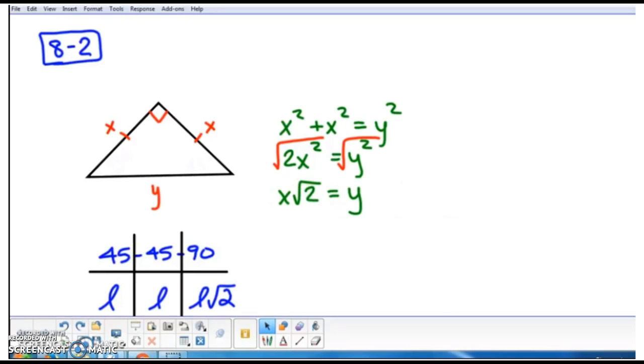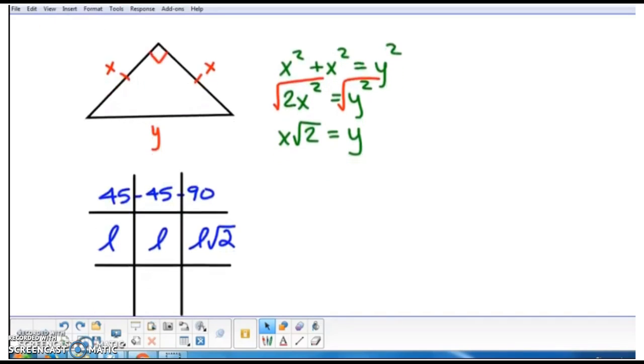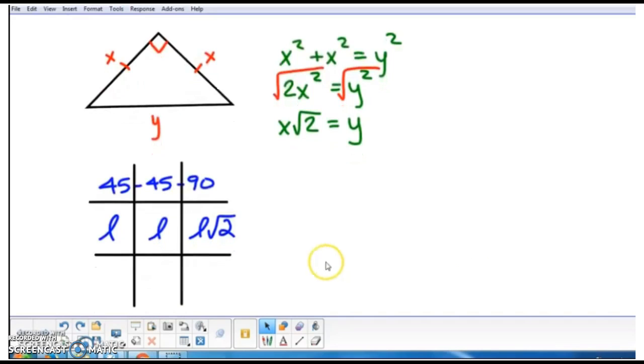So I have made a little chart here. It looks like a tic-tac-toe board. I've put what type of triangle it is, 45, 45, 90, and I have put the lengths of the legs. Notice, this is a 45, 45, 90. Opposite of my 45 is x, and opposite of this 45 is x. And my hypotenuse is y. So the hypotenuse equals the length of my leg times root 2.